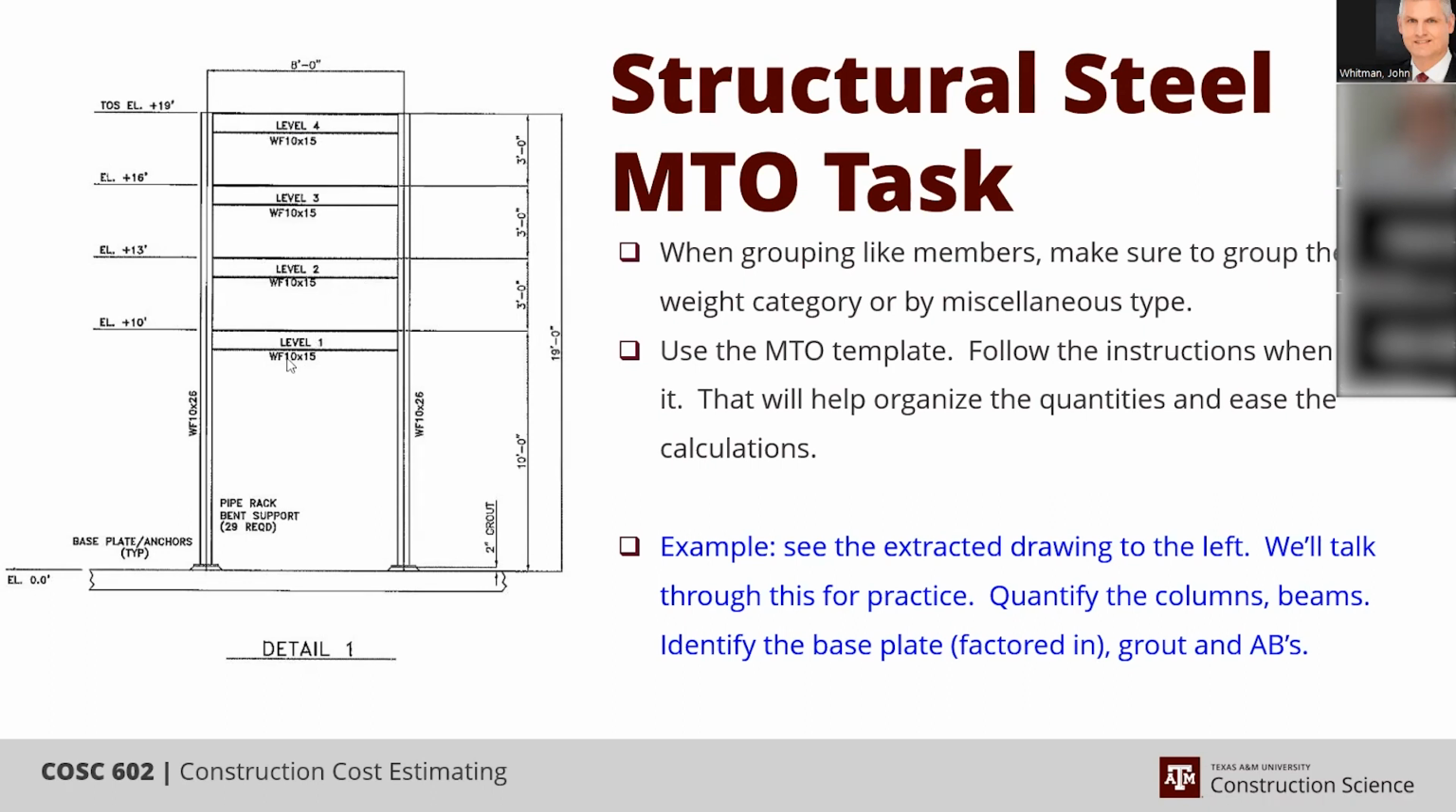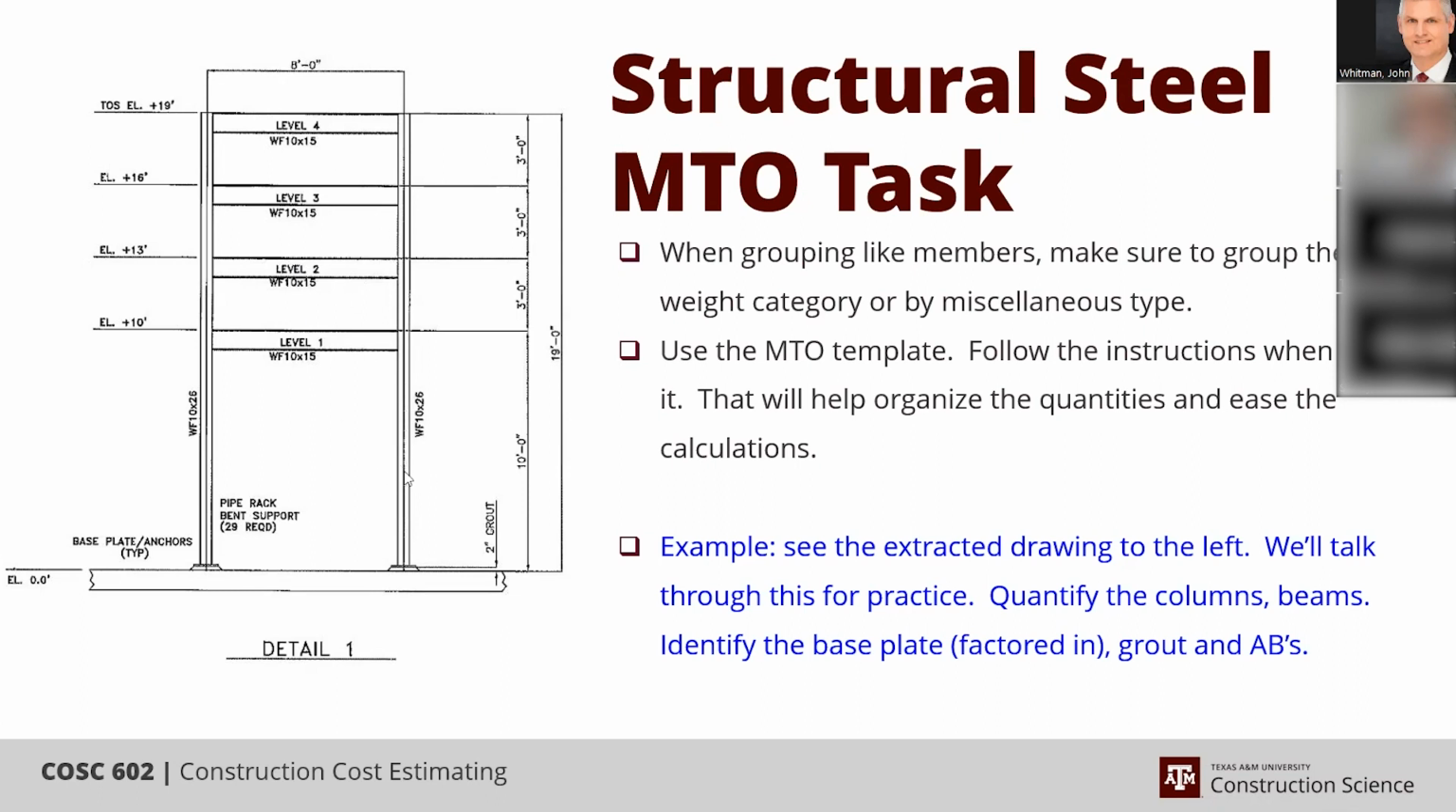It's telling you this is WF 10 by 15, and you have 4 of them and they're 8 feet long. So literally it'll be 4 times 8 times 15 pounds each divided by 2,000. And now you have the weight of your beams for this particular bent.